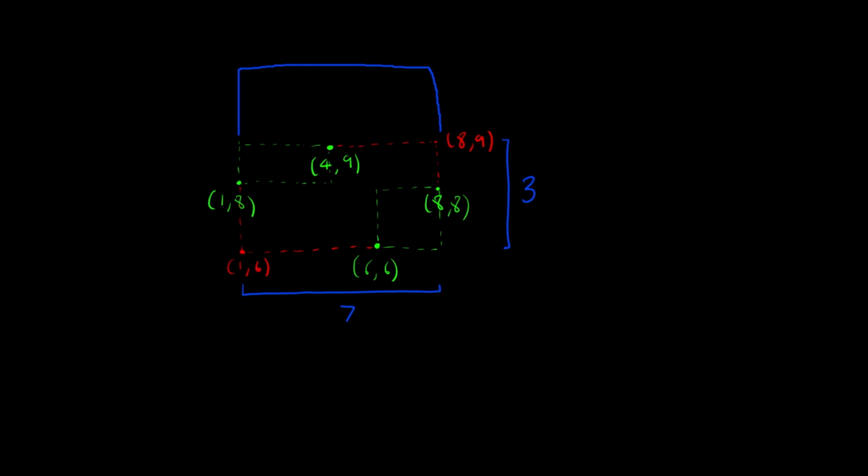And it's just going to be the bigger one. So we're just going to choose 7. And yeah, that's how we find our square pasture that works. So now we can move on to the programming portion.